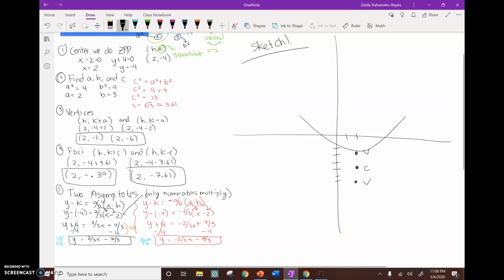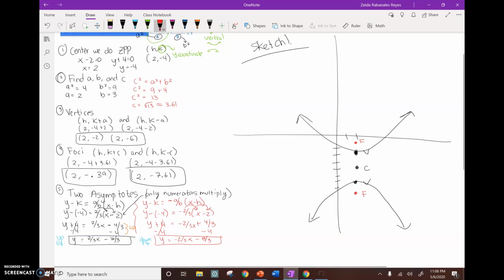Because then that tells me how they're going to be opening. They're a sketch, so we just need them. They're going to cross at the vertices like this. One goes up, one goes down. And then after that, you can give me the focus points. I have a focus point at 2, negative 0.39. And 2, negative 7.61. So 6, let's say this is 7. So then the other one will be like around right there.